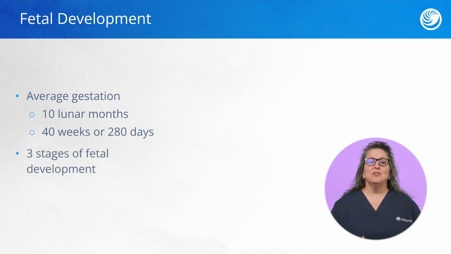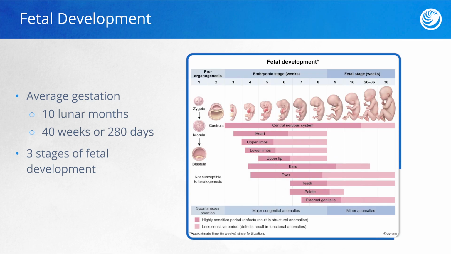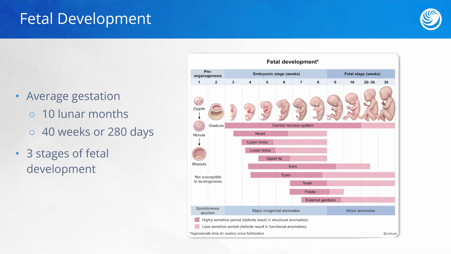During this time, there are 3 stages of fetal development. You can see some of this in the image. We will use this image throughout our discussion. Also note that the bars in the image show when each organ is most sensitive during development for structural and functional anomalies.